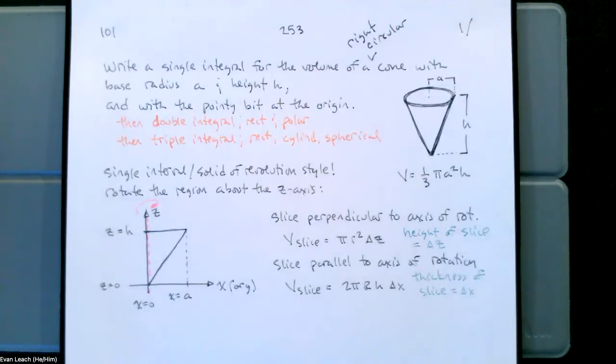Note that we know what the volume of this cone is. It's 1/3 pi a squared times h. 1/3 pi a squared h. So finding the volume of the cone is not the point. Setting up the different integrals for the volume of this cone is the point.